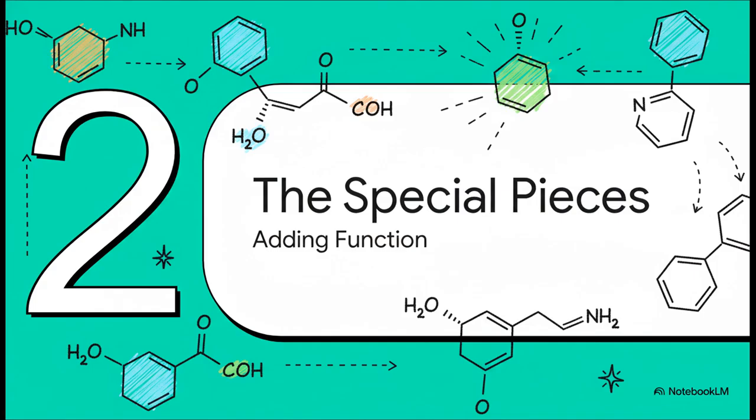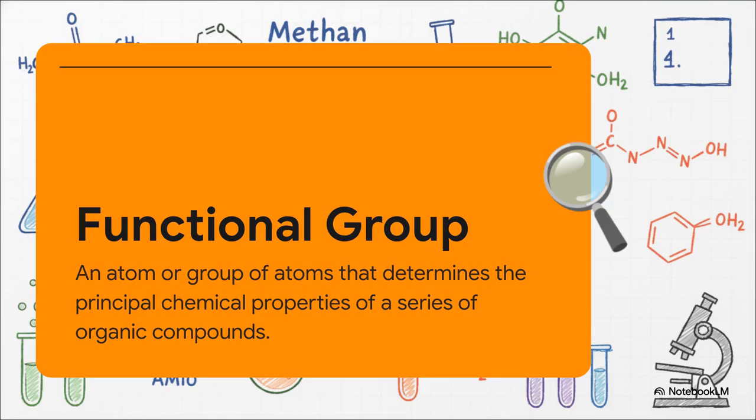All right, so we've got our basic skeletons. But a skeleton is just a frame, isn't it? To give a molecule its purpose, its unique personality, we need to start adding the special pieces. And these special pieces? They're called functional groups. A functional group is the part of the molecule that gets things done. It's the active site, the piece that decides how the molecule is going to behave, how it will react, and what its job is. It's what makes an alcohol, or what makes an acid. It's the whole personality of the molecule.